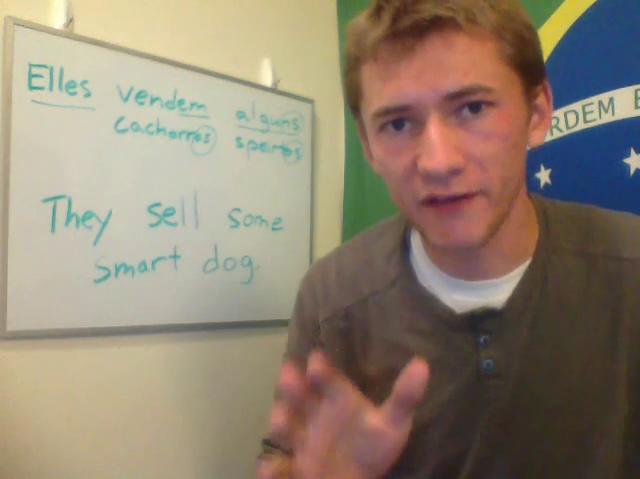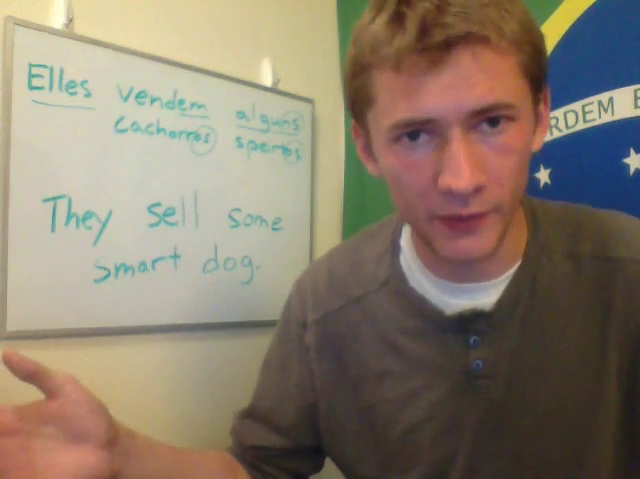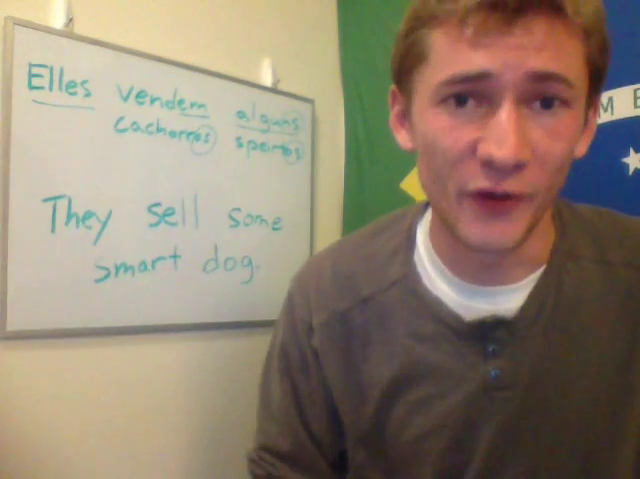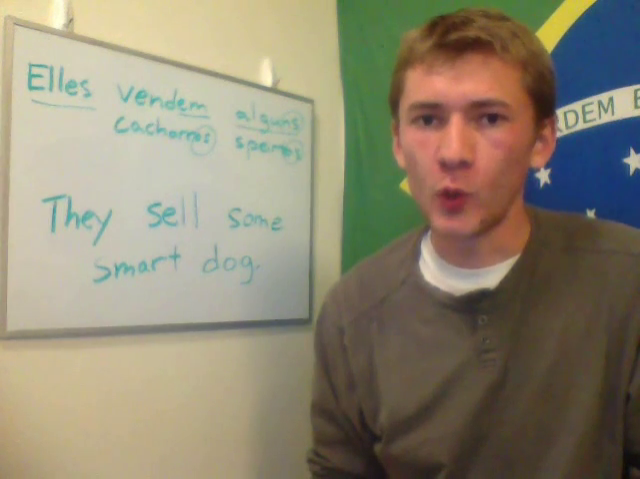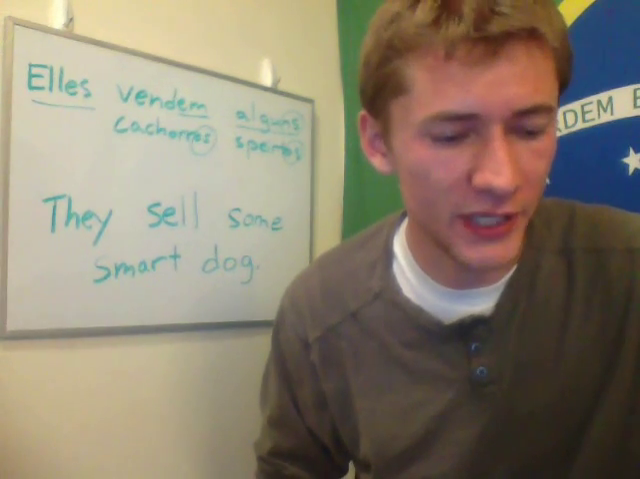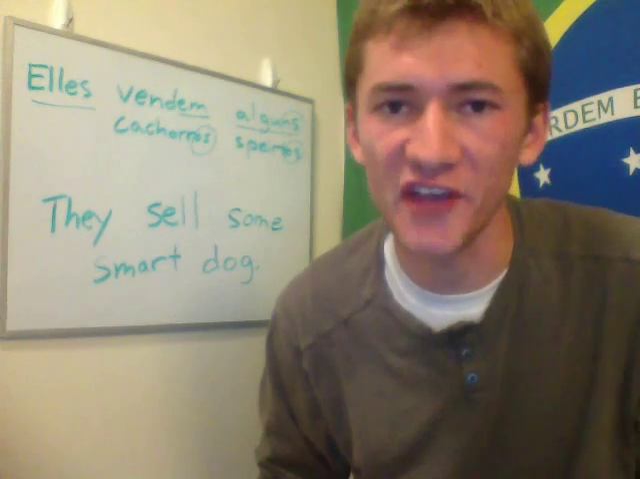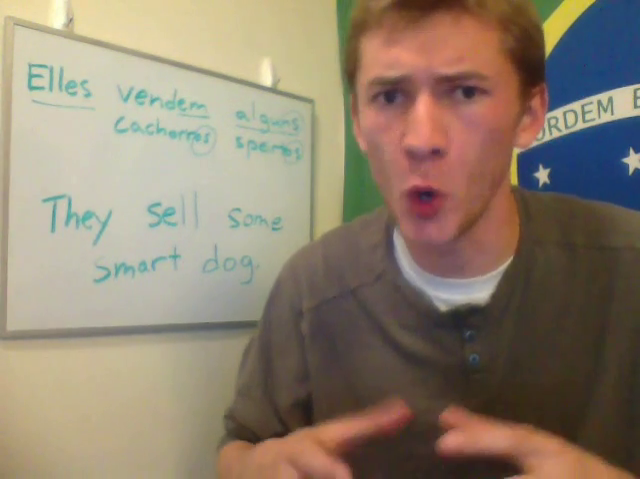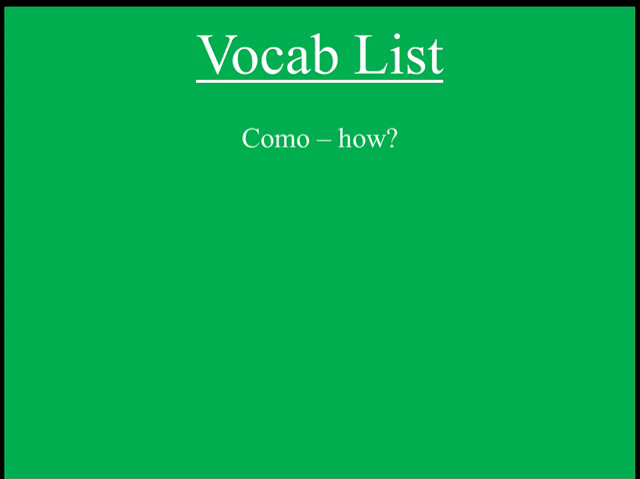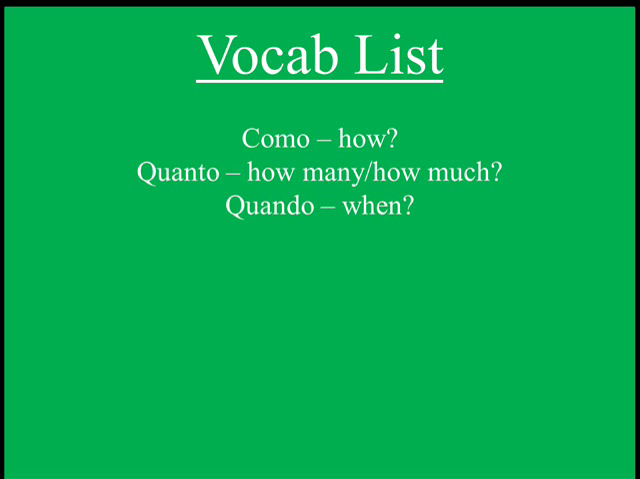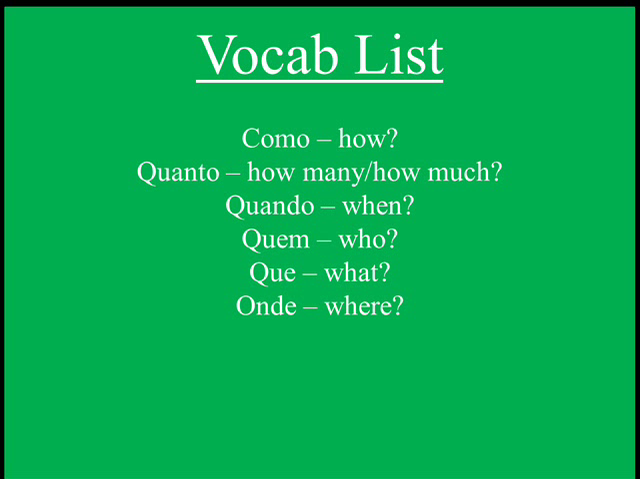There's still a couple more videos after this that we still need to go through, a couple more things that we need to learn, and because of that we have another vocab list. So in the next video we're going to go over questions, and because of that your vocab list has 1, 2, 3, 4, 5, 6, 7 words, and all of them are question openers. So here it is for you. Como, which means how, quanto, which means how many or how much, quando, which means when, quem, which means who, que, which means what, onde, which is where, and por quê, which is why.